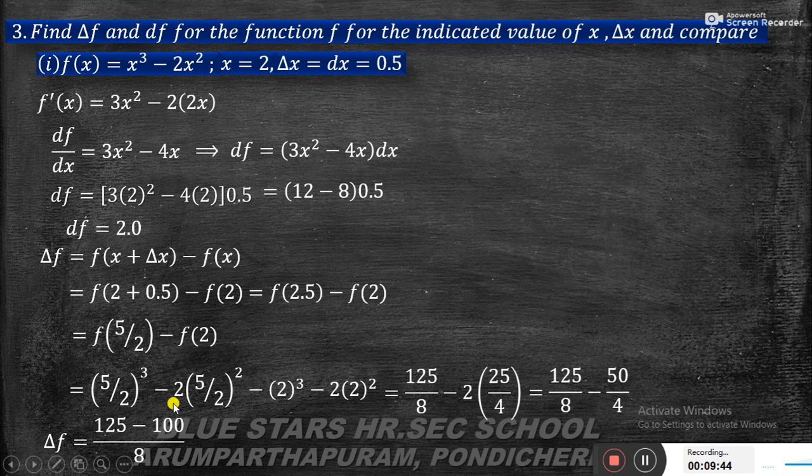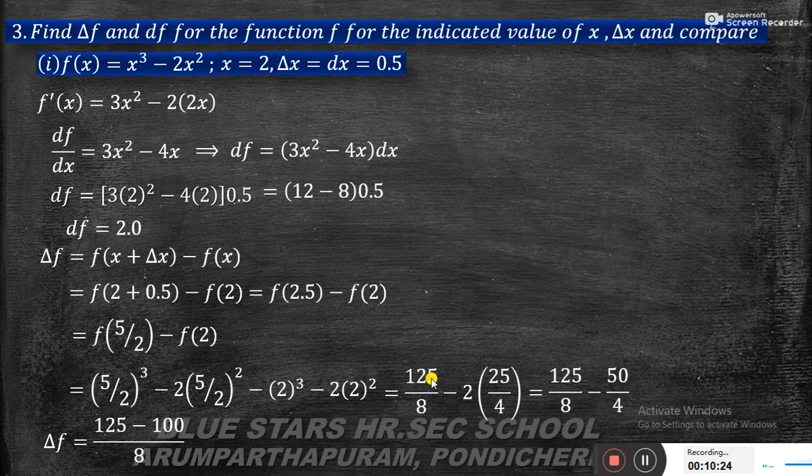Okay, so in the next step 5 cube is 125, 2 cube is 8, so 125 by 8 minus 2 into 5 square is 25, 2 square is 4. So 25 by 8 minus 2 by 24. So next, minus of 2 cube, here one bracket will come. So we multiply the minus with this factor: minus of 2 cube, minus into minus, plus 2 cube. So the plus 2 cube and minus 2 cube cancelled.